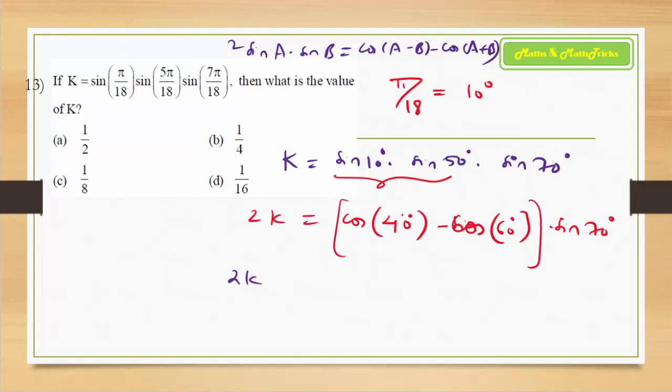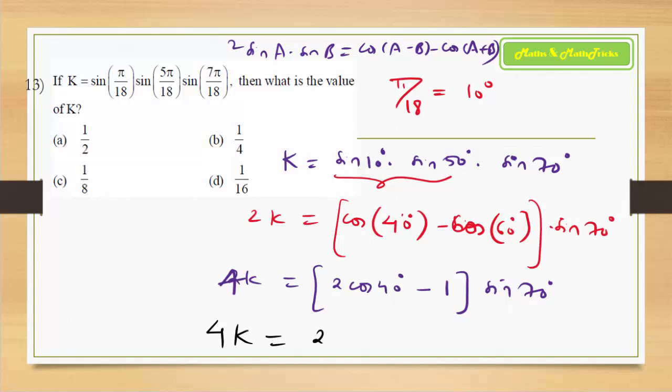So when you apply this simplification further, cos 60 is half. Right? Cos 60 is half. And when you take the LCM, it becomes 4K in the LHS and 2 cos 40 minus 1 multiplied by sine 70. So when you multiply the sine 70 inside the bracket, 4K is equal to 2 cos 40 degrees into sine 70 degrees, then minus sine 70 degrees. Handle this again. The first term is a 2 cos A sine B, which is the result of sine A plus B minus sine A minus B. Isn't it?